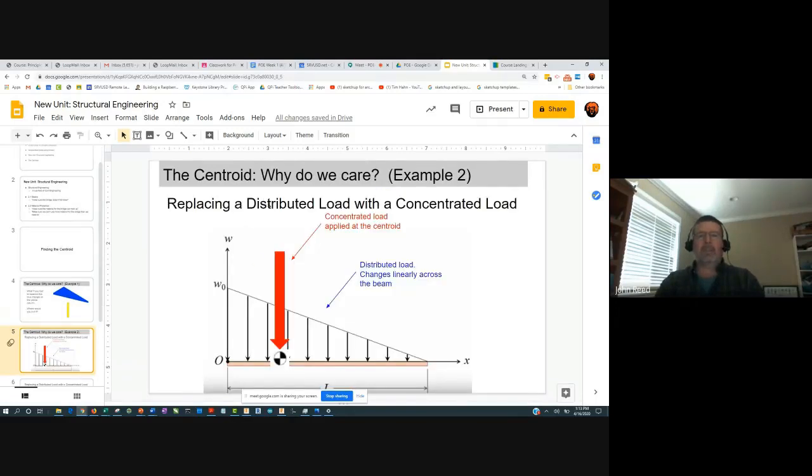The other one is related to, this is again, example 2 of why do we care about the centroid?